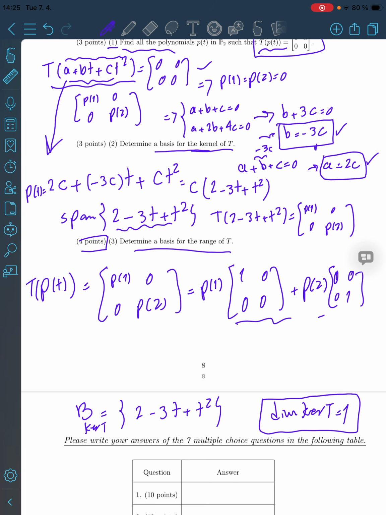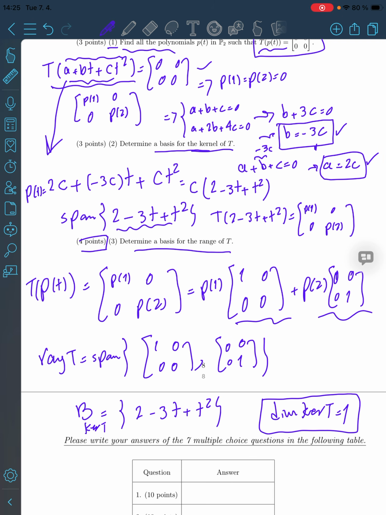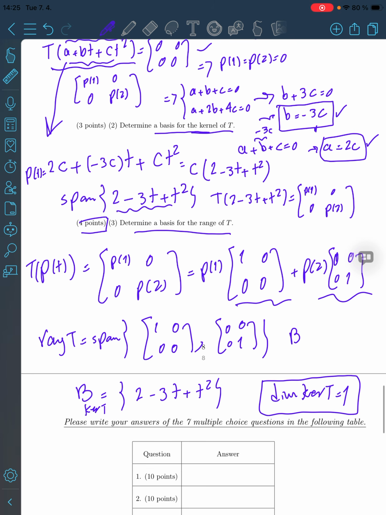Those are linearly independent in 2 by 2. Therefore the range of T is equal to the span of these matrices, 1 0 0 0 and also 0 0 0 1. And the basis for the range of T is basically those two matrices, right? 0 0 0 1. Therefore you can easily see that the dimension of the range of T is equal to 2.